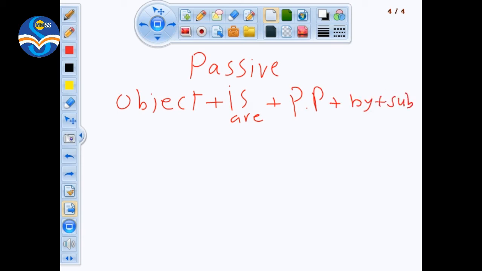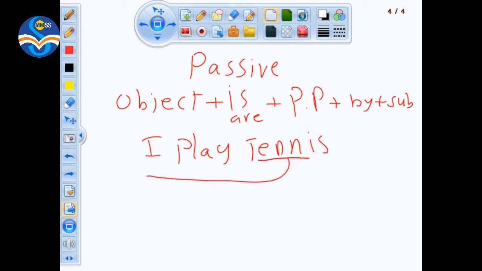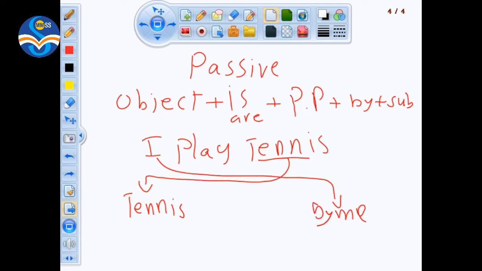So for example, if I say "I play tennis", I would like to start with tennis because it's the object. I will get it in the beginning, tennis. The subject will go to the end, it's going to be "by me". And I put either "is" or "are". Tennis is, of course, uncountable, so it's going to take "is". So it's going to be "tennis is", and the PP of play is "played by me". This is how to solve the passive sentences.